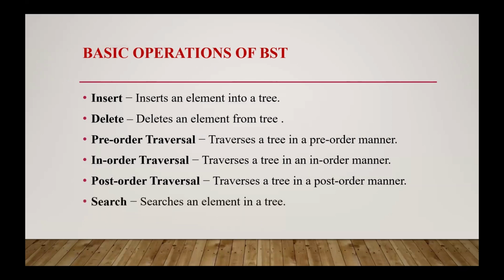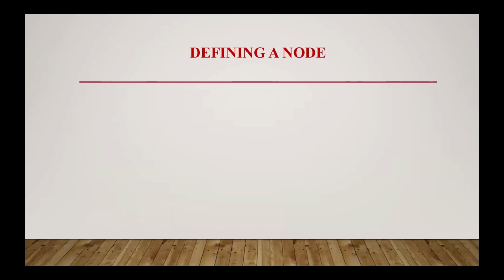Then searching for an element in the tree. So these are the basic operations. Next, the node structure consists of three elements. First one is the data, where we want to store the information. Second one is a pointer to the next node, or next node and previous node, as we represent in a doubly linked list. But here, one pointer points to the left child and another pointer points to the right child.